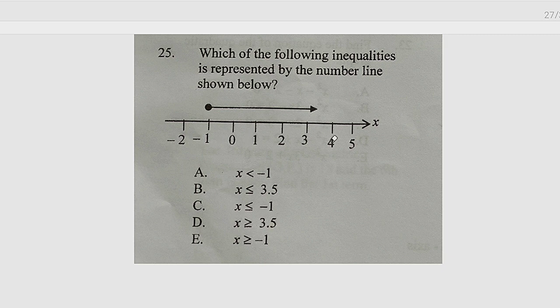You can see all these values are values of x. And you can see it started from -1 to the right. And all values to the right are greater or equal to -1. And hence the inequality is x greater or equal to -1, which is option E. Let's move to question number 26.